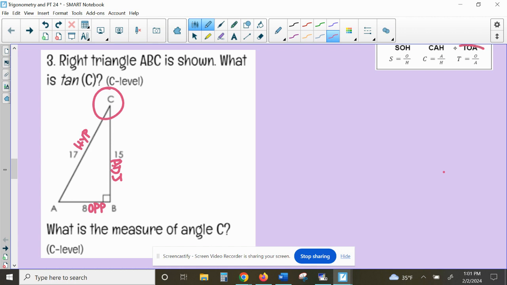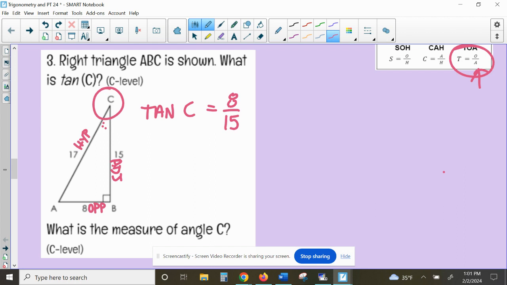Now it tells me I want to do tangent of C, right? So we write tan. We don't have an angle measure, so I'm just going to keep calling it C because we don't have any information here, right? Tangent of C is equal to, who do I need? Opposite over adjacent, so 8 over 15. Do you guys agree? 8 over 15. And you actually stop there.